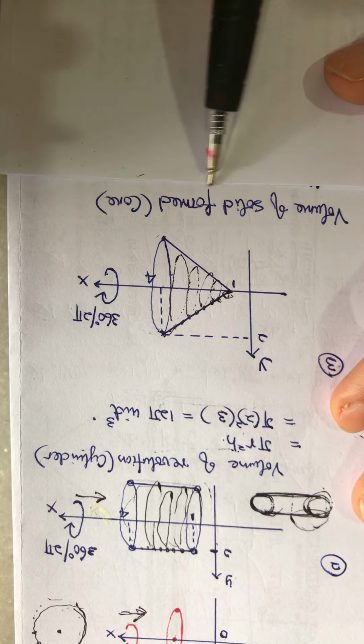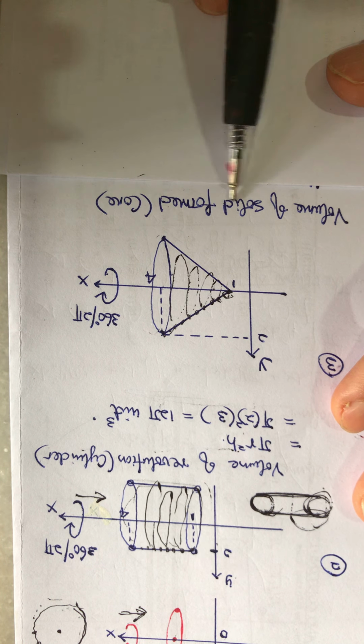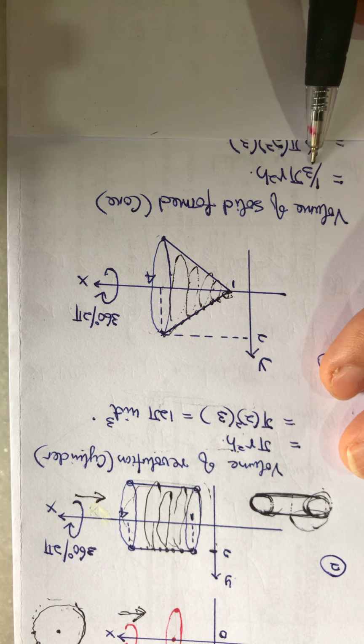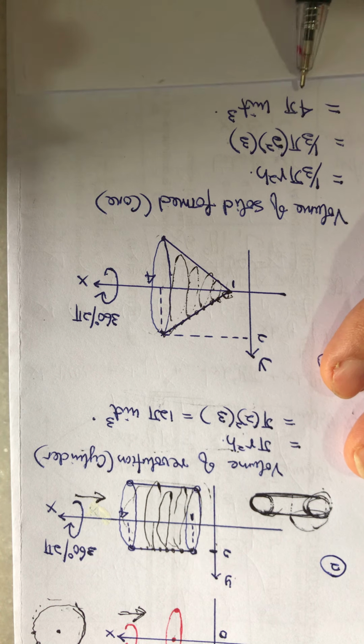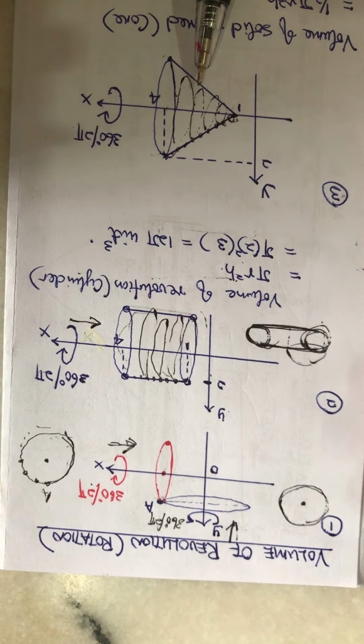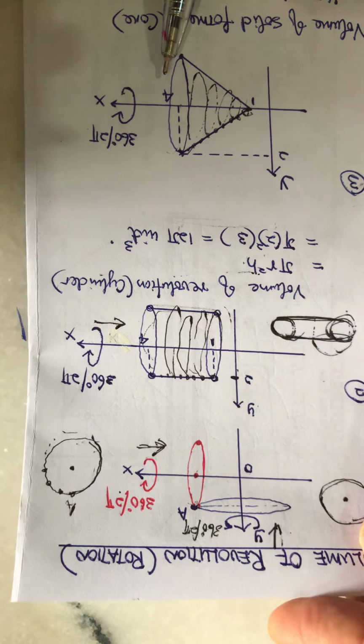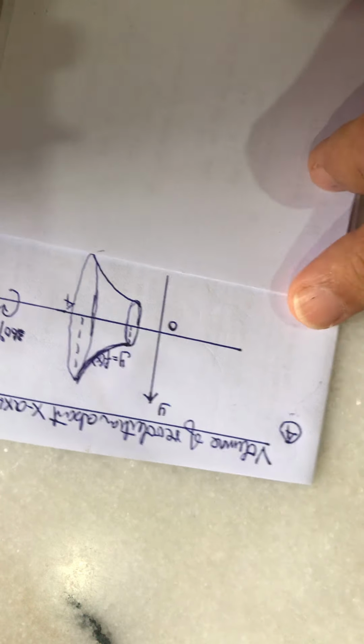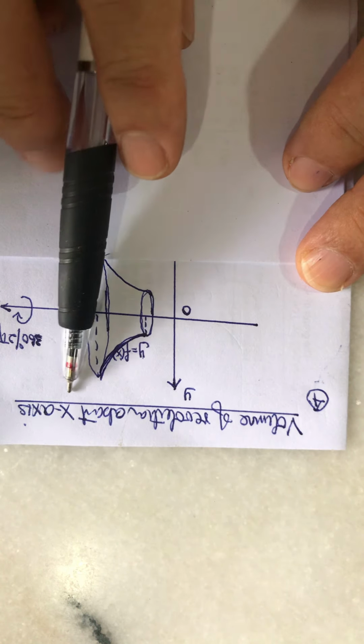So what is the volume of the solid formed? From the solid, we call it a cone. Then this is 1/3 pi r square h and so on. So you get this. Okay, so I think this one is no problem. You have learned it in your lower form. So today we are going to do this: volume of revolution about the x-axis.